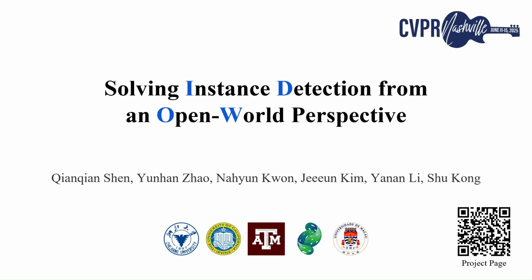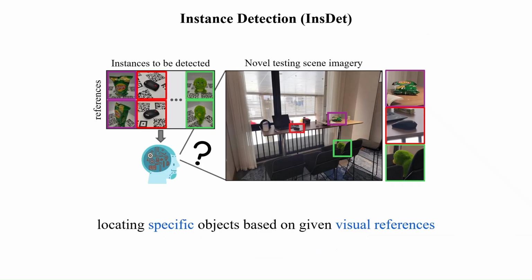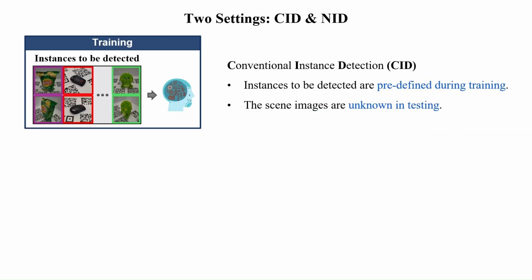I will introduce our work on solving instance detection from an open-world perspective. Instance detection aims to localize object instances of interest in novel scene images, and these objects are specified by some visual references. There are two settings of instance detection.